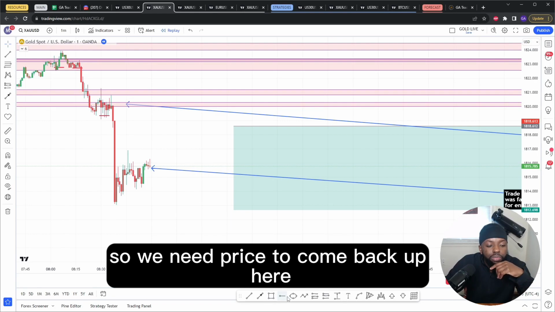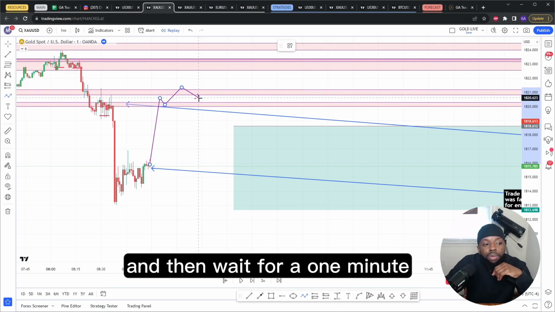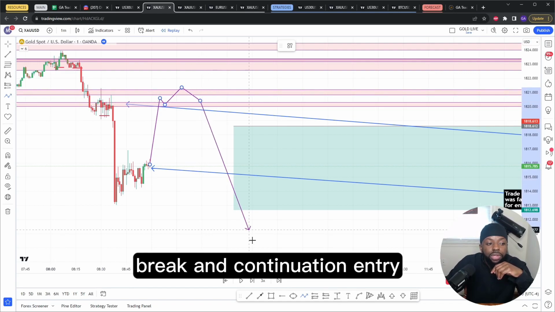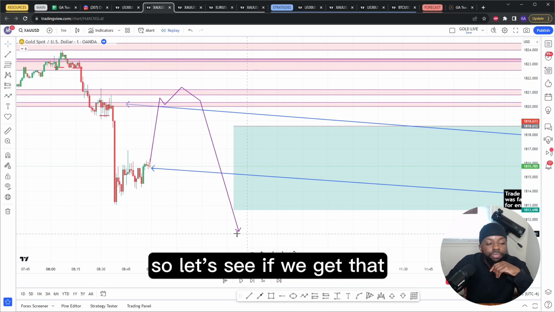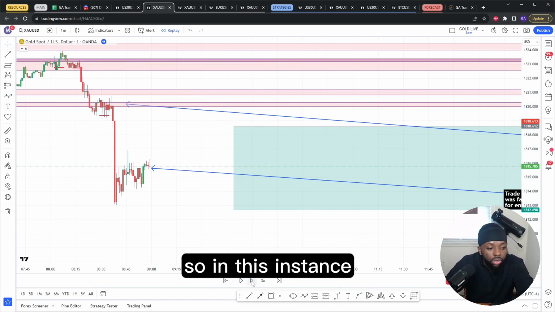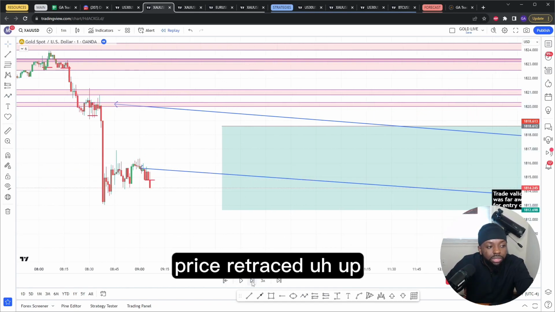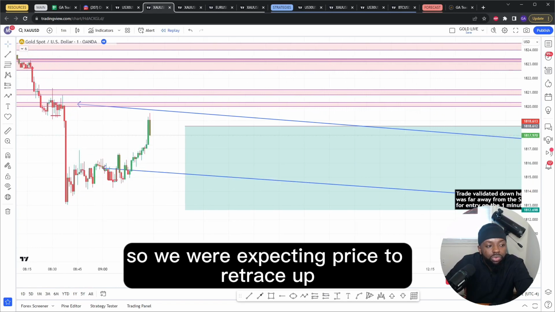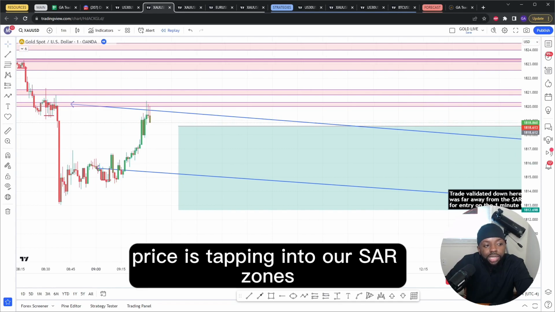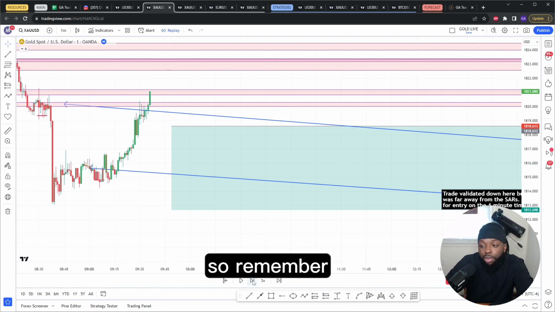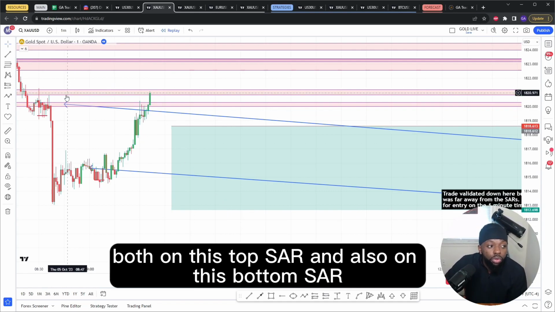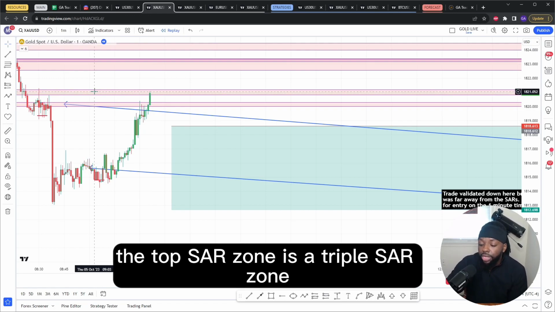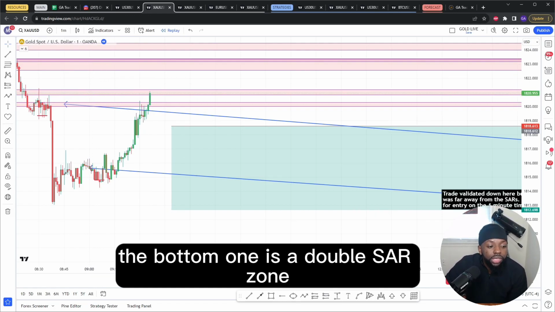So we need price to come back up here and then wait for a 1 minute break and continuation entry to drive price down. Let's see if we get that. In this instance, price retraced up as expected. There you go, price is tapping into our SAR zones. Remember, we have two entries, both on this top SAR and also on this bottom SAR. The top SAR zone is a triple SAR zone. The bottom one is a double SAR zone.